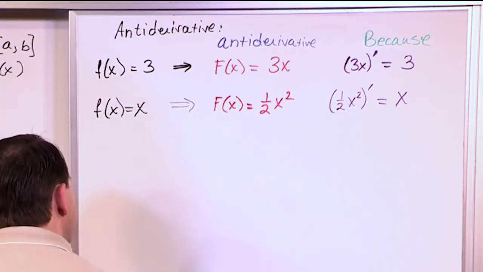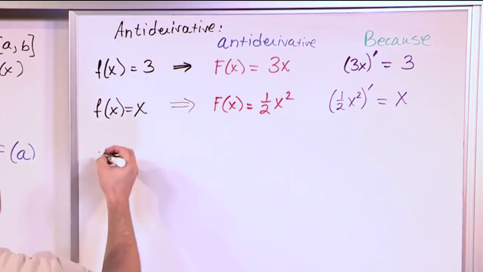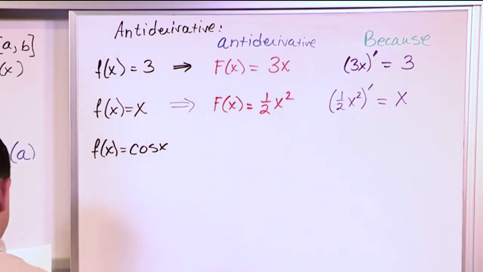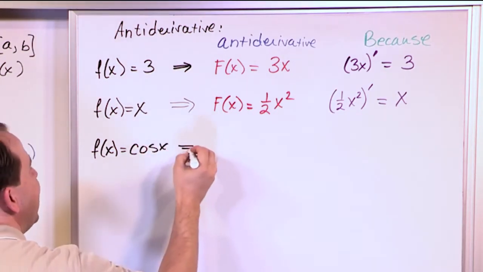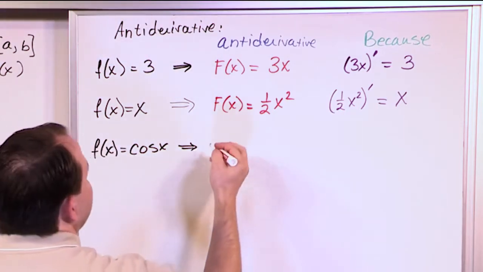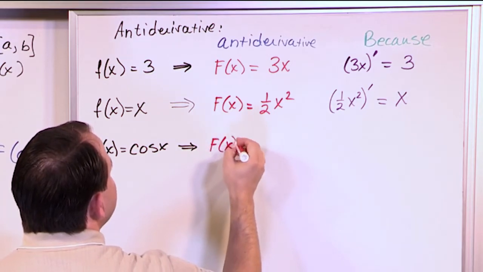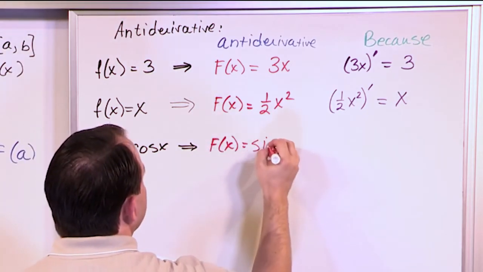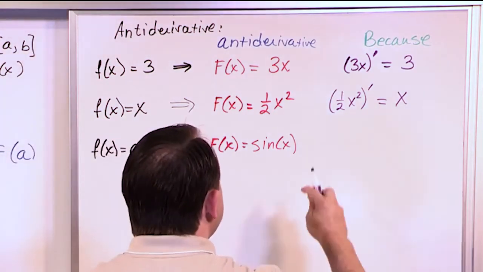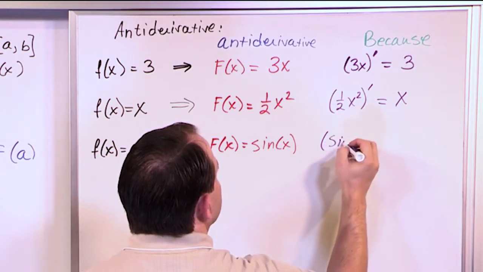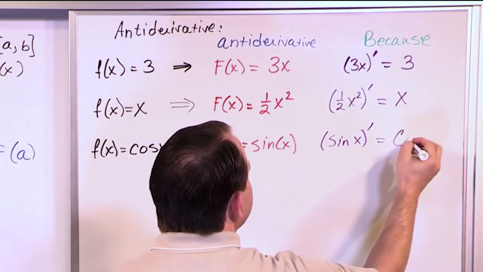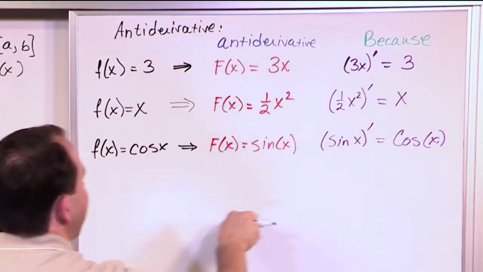Let me do one more, and then I think you'll see a nice pattern here. What if I had f of x is equal to cosine of x? What would be the antiderivative of cosine? Well, thinking back to what we've learned in Calculus 1 with derivatives, the only thing that really works here is the sine of x. That's the only function that really works there. And the reason is because if I take this function, sine of x, and I take its derivative, what's the derivative of sine? The derivative of sine is the cosine function, which is exactly what I started with.